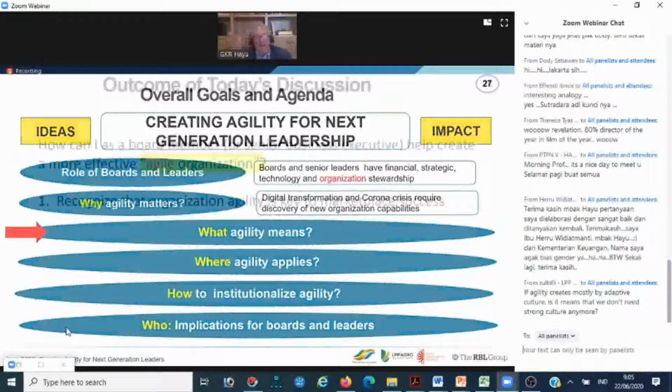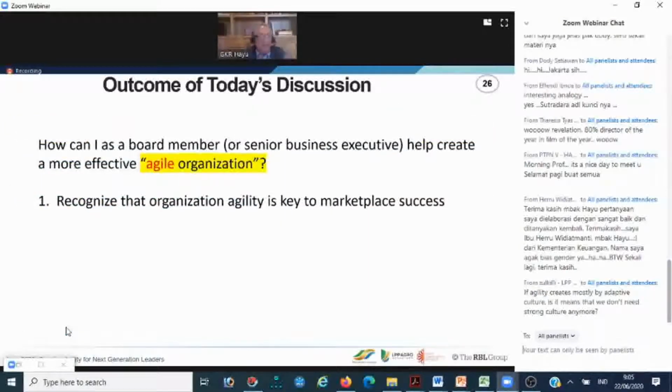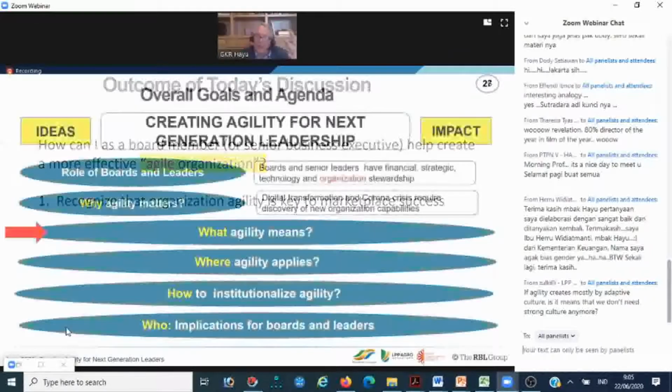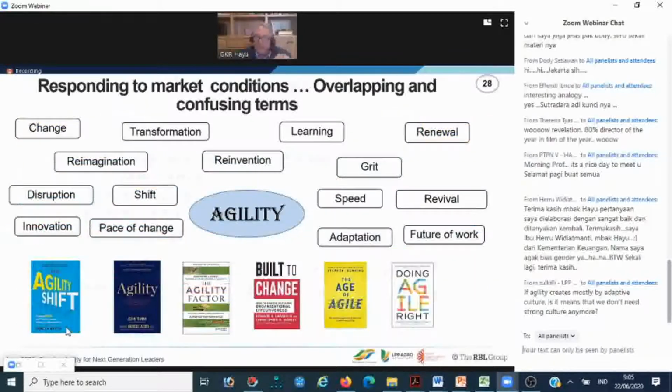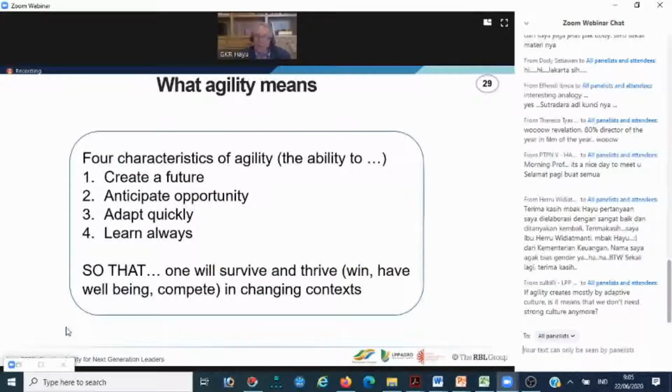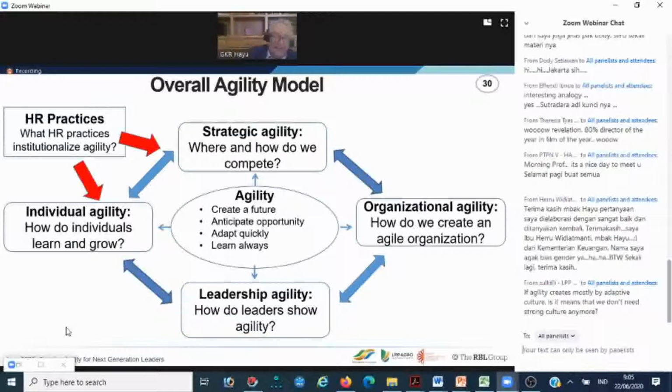Let me tell you where I hope you are now. I hope you're saying, how can I as a board member help create a more effective organization? One, I recognize that agility matters. It's something I should spend time on and be focused on in order to be successful. And I have to make sure that I pay attention to agility. So now let's say there are four definitions of agility: creating a future, anticipating opportunity, adapting.